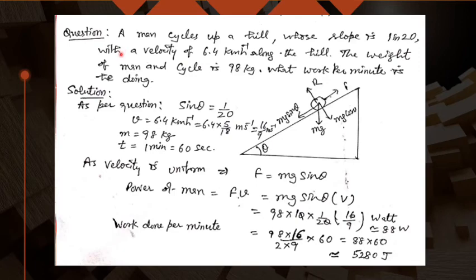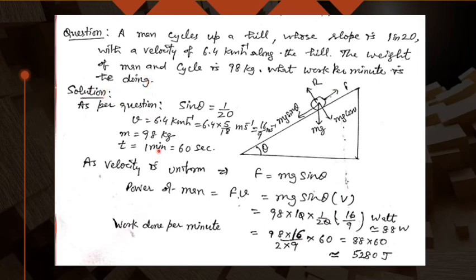The man is cycling up the hill with a velocity of 6.4 km per hour along the hill. So the man is cycling up and velocity v is given in kilometer per hour. You can convert it into meter per second simply by multiplying it with 5 upon 18. So I am getting 16 upon 9 meter per second. The weight of the man and cycle is 98 kilogram. This is also given. M is 98 kg. What work per minute is he doing?